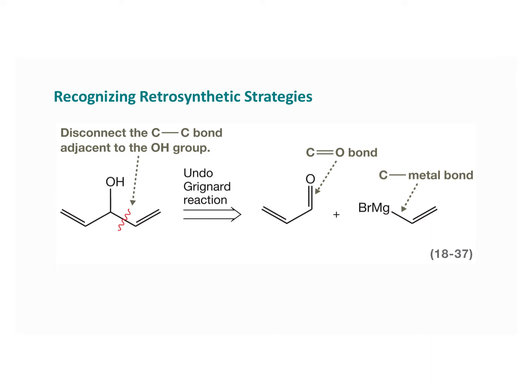Now, because the target alcohol, if you notice, you could also disconnect it right here, right? But this is symmetric, so it would give us the same precursor. However, if you have something that's not symmetric, then disconnecting different carbon-carbon bonds can give us different precursors.